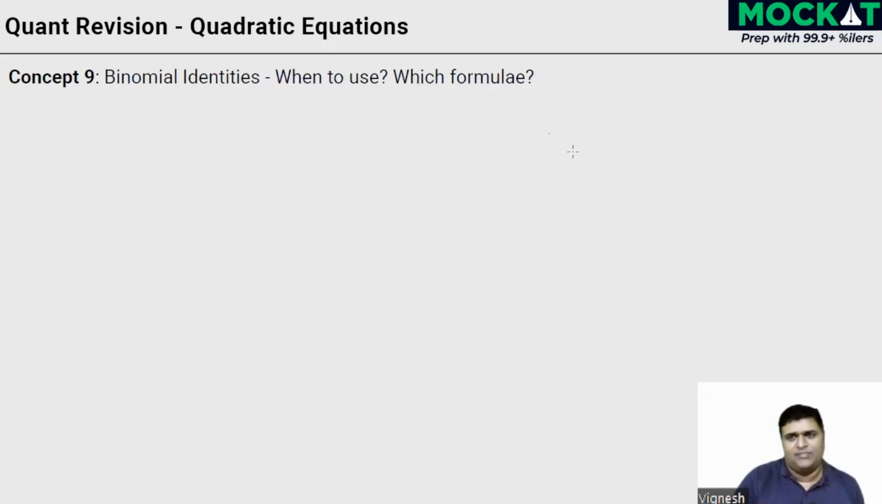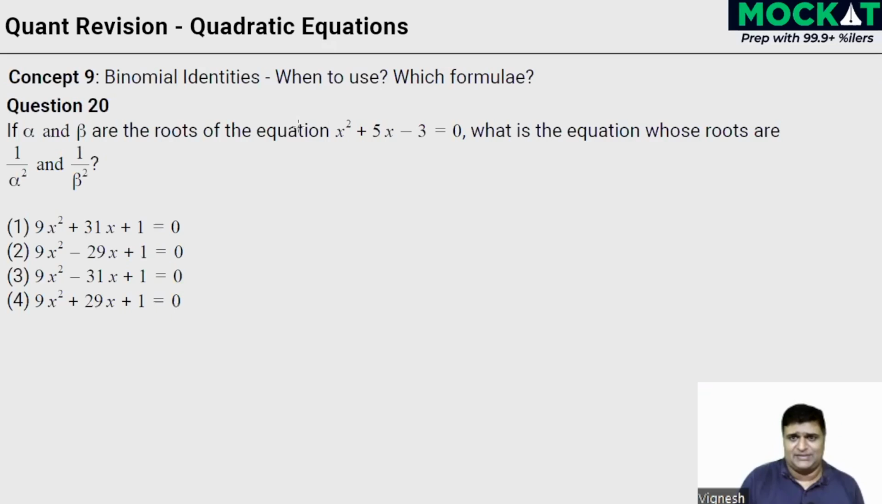So very quickly, on to binomial identities, right? We'll just take it up with an example. This is a lesson example itself, right? Something around this hasn't come up in the recent past, but it can, right? So if alpha and beta are the roots of the equation x square plus 5x minus 3 equals 0, what is the equation whose roots are 1 by alpha square and 1 by beta square, right?